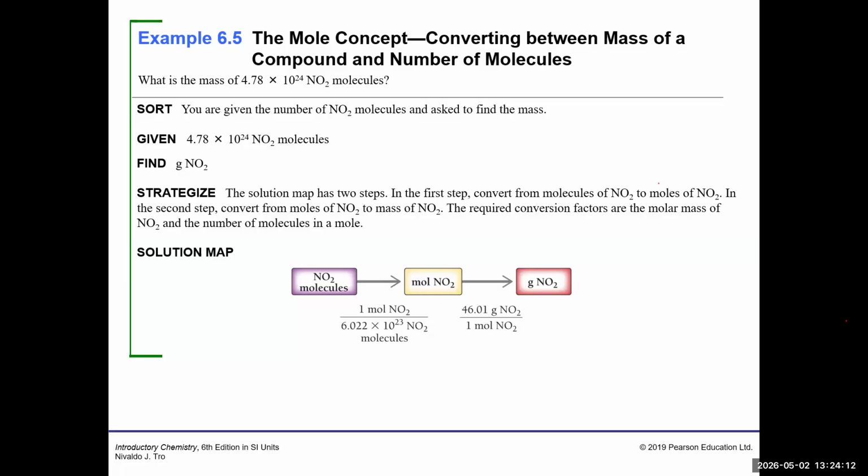1 mole of nitrogen dioxide is equivalent to 6.022 times 10 to the power 23 molecules. And once you get the moles, then we use the molar mass to get the grams. You see how beautiful it is. If you understand that mole concept, it helps you a lot. So now we have our solution: 1 mole nitrogen dioxide divided by 6.02 times 10 to the power 23 molecules, and then 46.01 grams per mole of nitrogen dioxide.